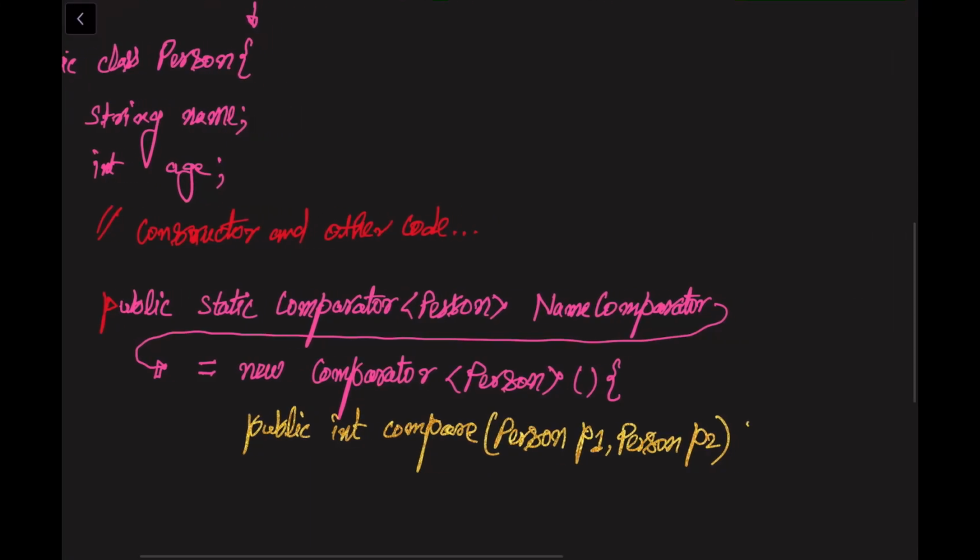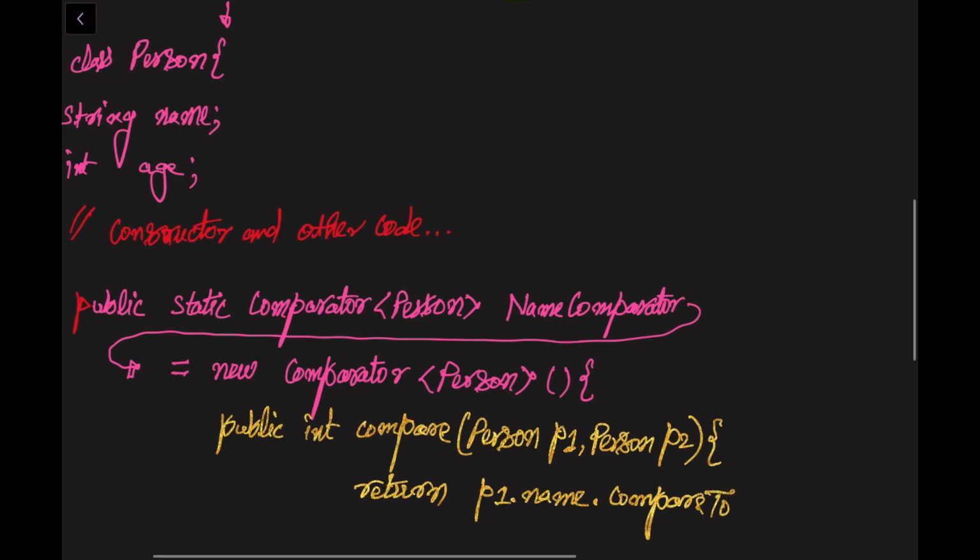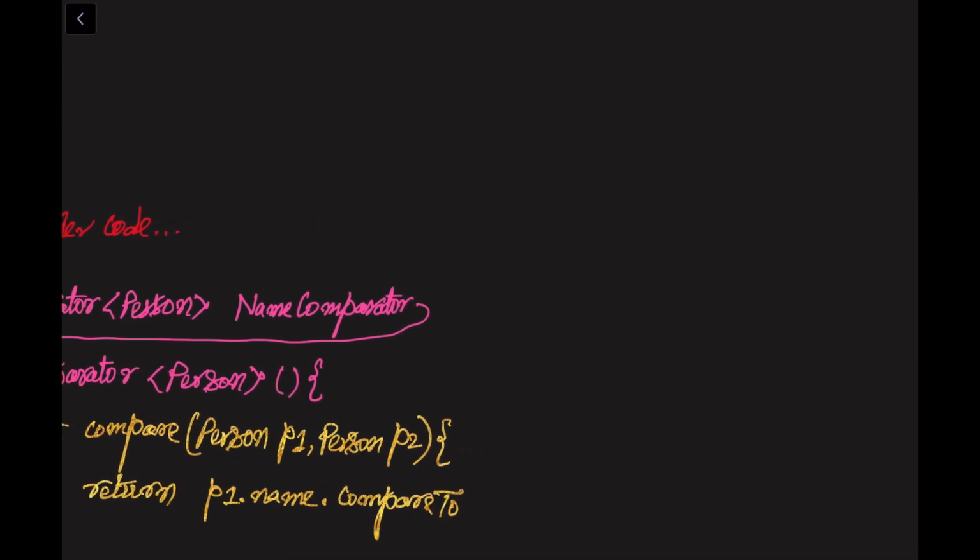Again, one more curly braces. Inside that, this method is return p1 dot name dot compareTo method we can use here, and inside that we take the object of person2 and dot name. Don't worry, I'll explain all these lines, that would be easy for you.